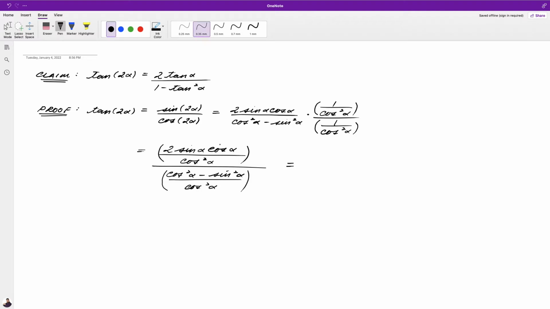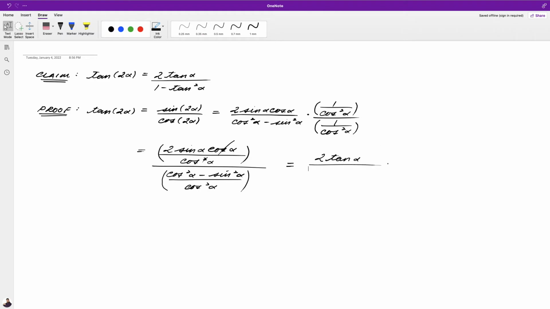Well, this cosine alpha will cancel out with this power, and sine alpha over cosine alpha is just tangent alpha. So up on top, we're going to already have what we want to have, 2 tangent alpha there.